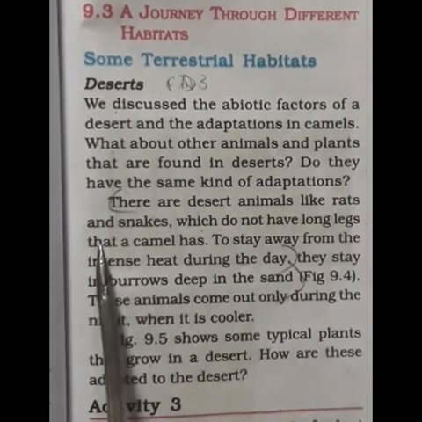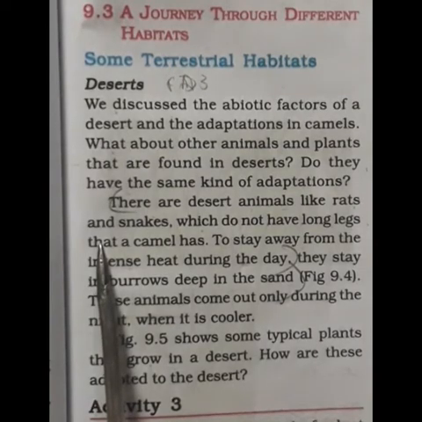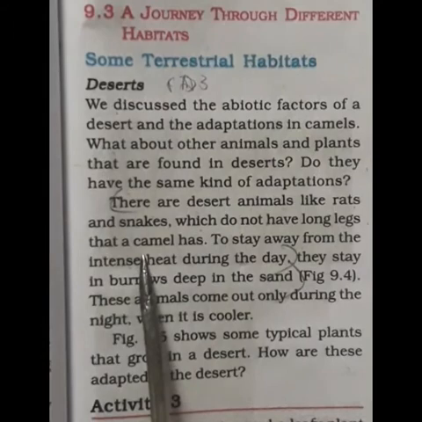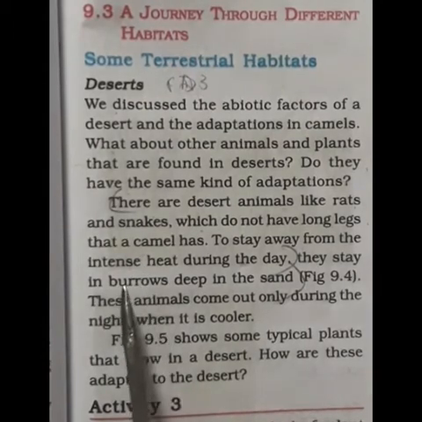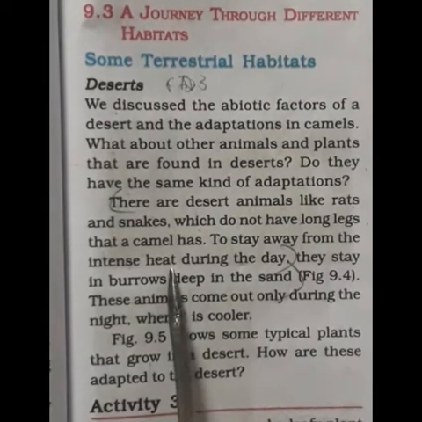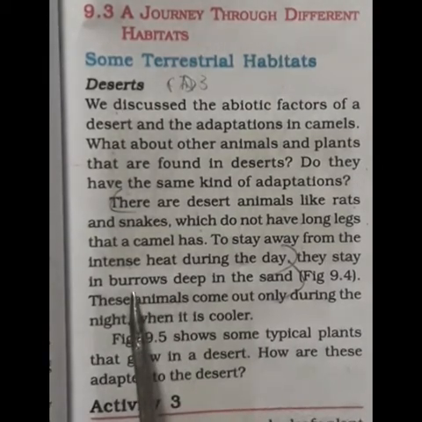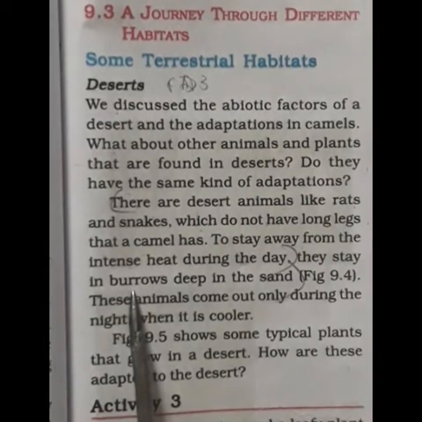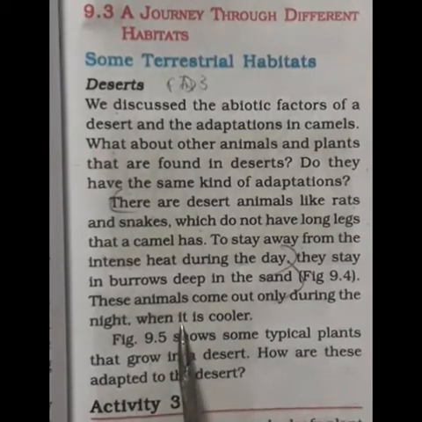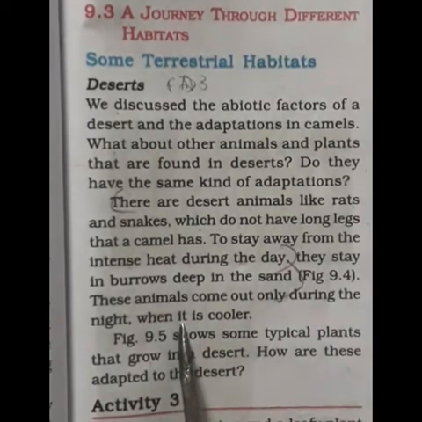So there are desert animals like rats and snakes which do not have long legs like camels. So how will they adapt to the heat of the desert? They stay away from the intense heat during the day. During the day, they will not come out of the burrows. They stay in burrows deep inside the sand, and only come out at night when it is cooler in search of food.